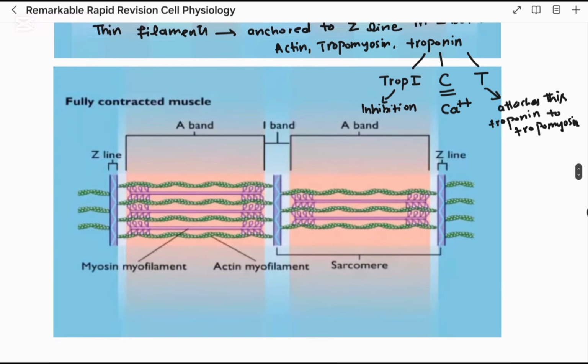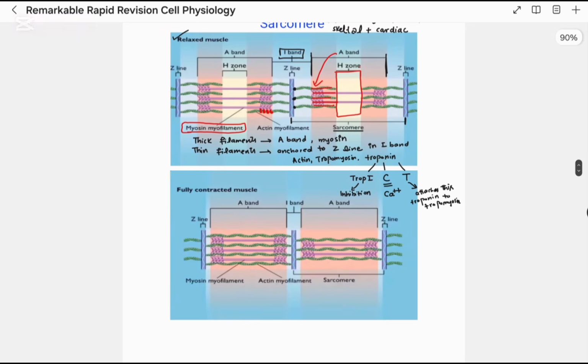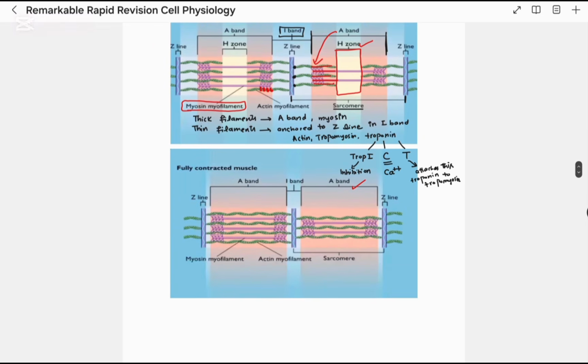Now we'll move to the fully contracted muscle. If we compare the both, here you can appreciate the H zone, but here the H zone has disappeared. While looking at the contracted muscle, the H zone shortens or disappears. The I band, first it was of this length and now it has decreased its length. So the I band also shortens. But the A band has remained unchanged.